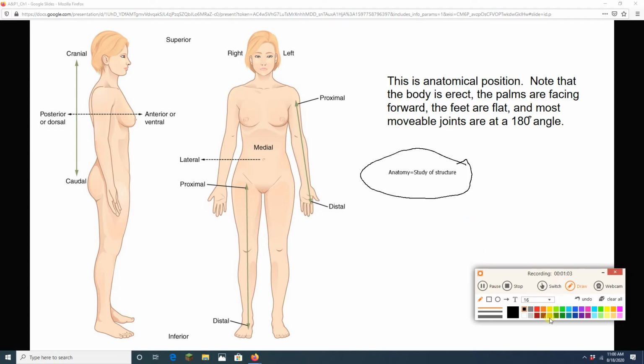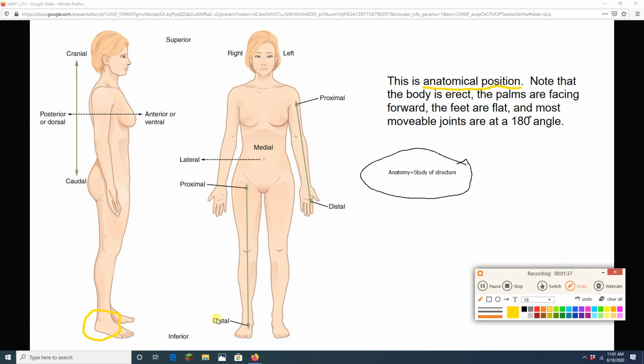And to achieve that, one of the things we have is this thing called anatomical position. In fact, this lady right here is standing in anatomical position. She's standing up. She's got her palms facing forward. Her feet are flat on the floor. Most of her joints are at a 180-degree angle, the only exception being the ankle joint down here.